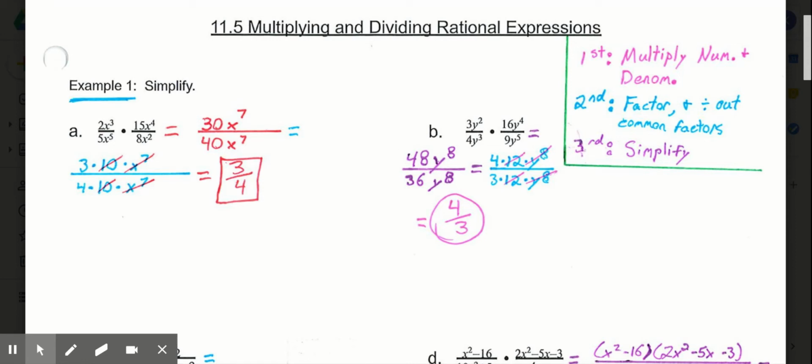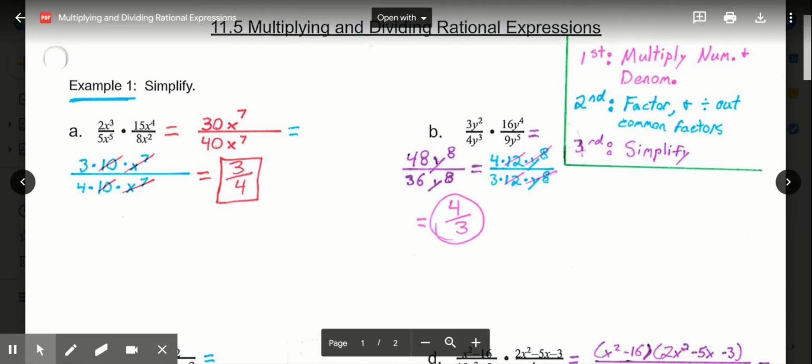So I'm looking for what I can divide out from top and bottom. 30x to the seventh and 40x to the seventh both share x to the seventh and a factor of 10. So if I divide top and bottom by 10x to the seventh, I'm left with 3 over 4.